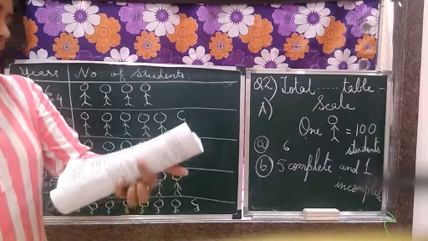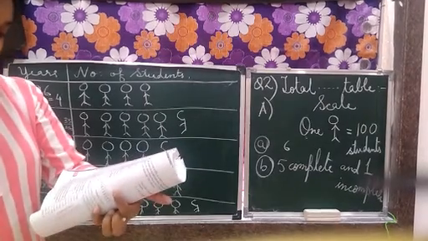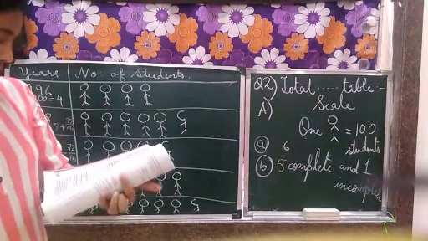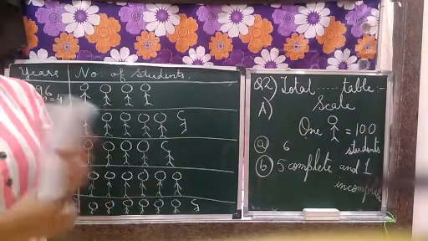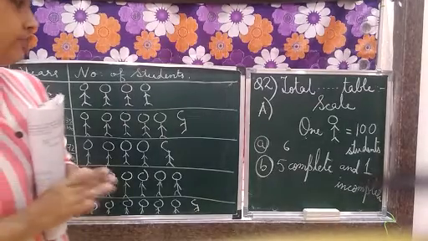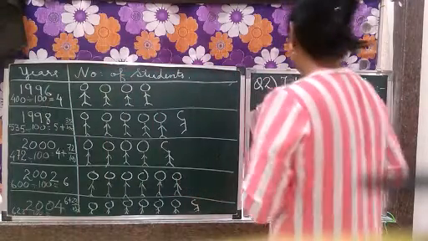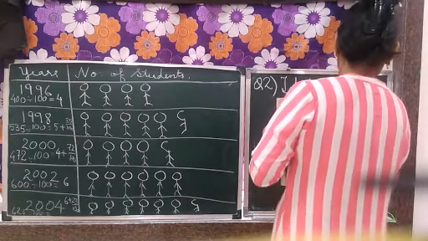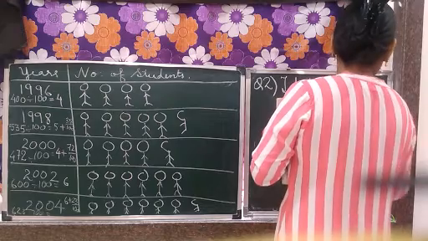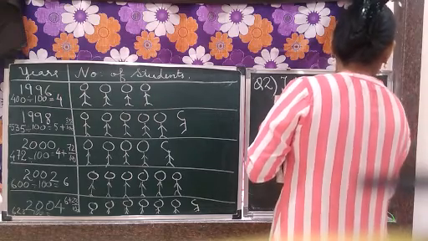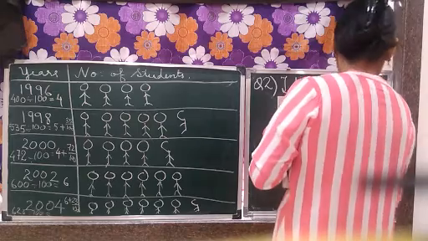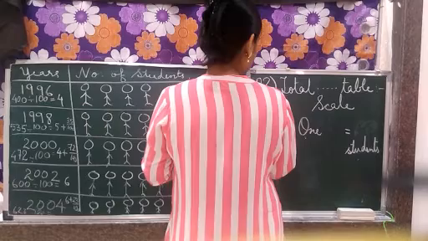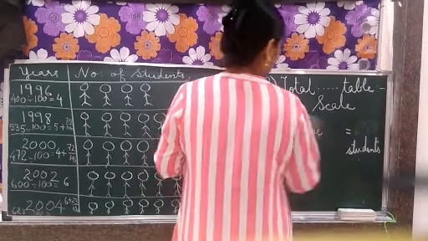Prepare another pictograph of student using any other symbol. Means instead of using this symbol, use any other symbol. Okay, and representing 50 students. Means one symbol will represent 50 students. So let's do it. So now we are starting B. This is B part.